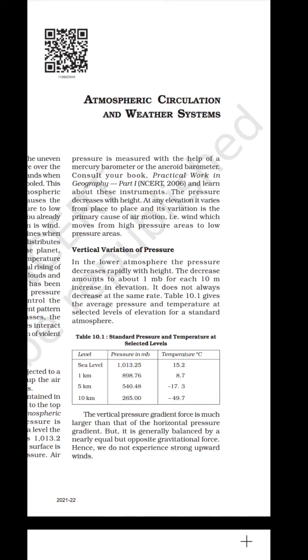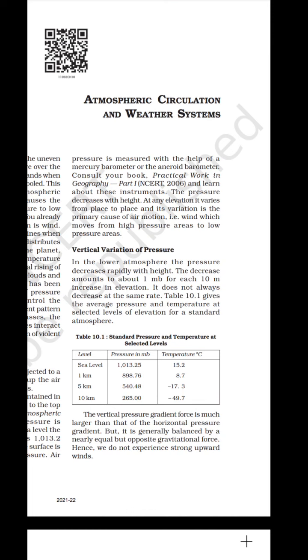Vertical variations of pressure. In the lower atmosphere, the pressure decreases rapidly with height. The decrease amounts to about 1 mb for each 10 meter increase in elevation. It does not always decrease at the same rate. Table 10.1 gives the average pressure and temperature at selected levels of elevation for the standard atmosphere.